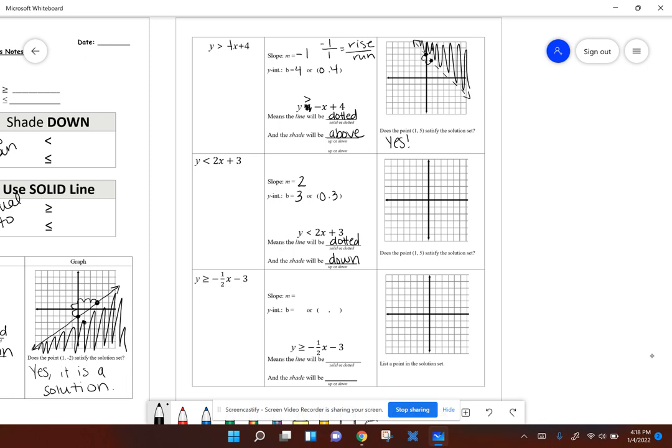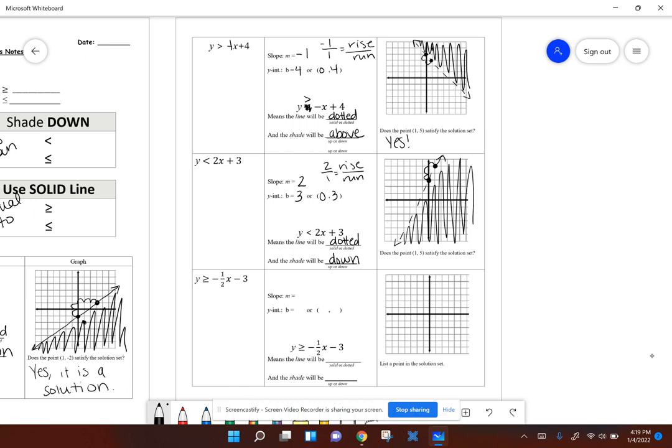Always start with our y-intercept, so I'm going to go to 3 on my y-axis. 2 also doesn't have a rise over run, so we can put it over 1. So 2 over 1. We're going to rise 2 and go over 1. We already decided it's a dotted line. And it's shaded below. That means here when I go to 1, 5, 1, 2, 3, 4, 5.